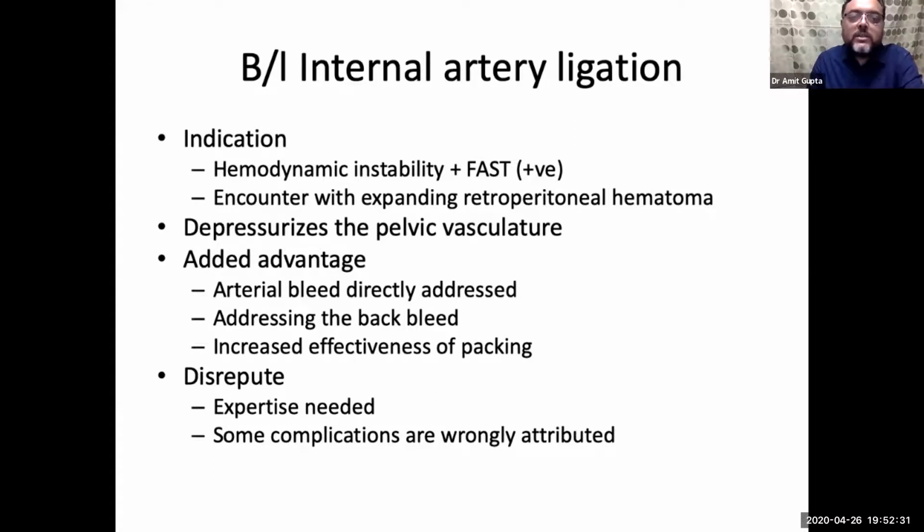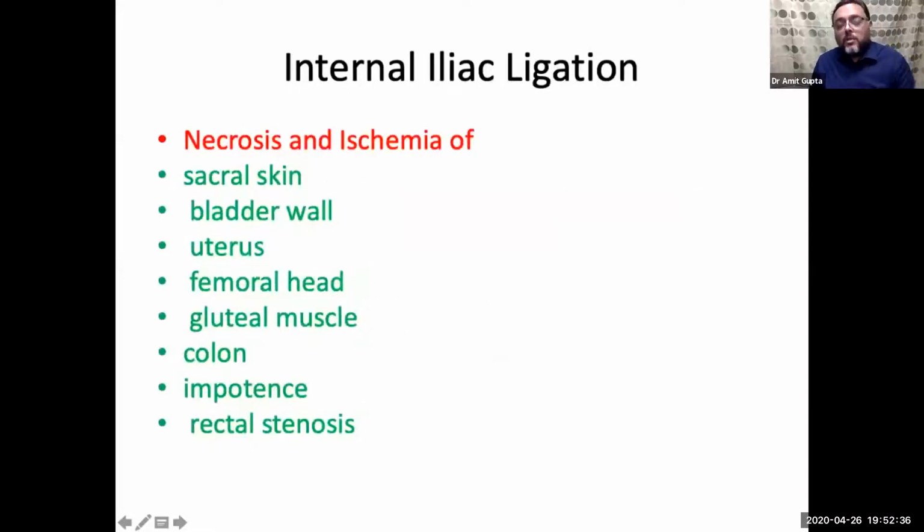It has gone into disrepute because of some complications, but believe me, out of the 450 to 500 cases which we have done, I have personally not seen any of these listed complications like rectal stenosis or colonic problems, gluteal muscle necrosis, or sacral skin necrosis. We've never seen them. As far as impotence goes, none of the patients coming in the follow-up has reported it. Although we obviously need to do a follow-up study of impotence, till now none of them have voluntarily reported that they are having impotence.